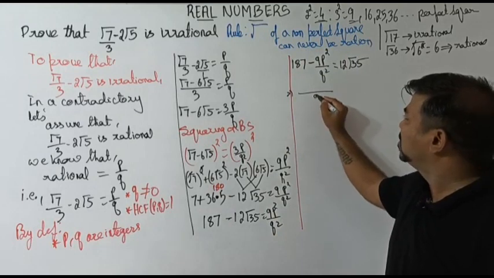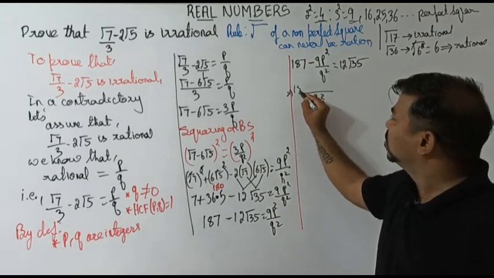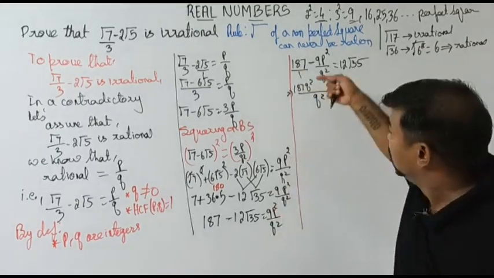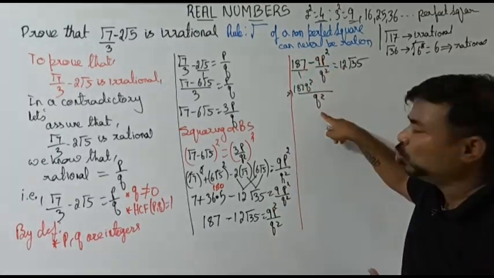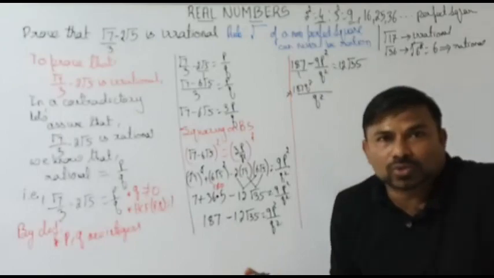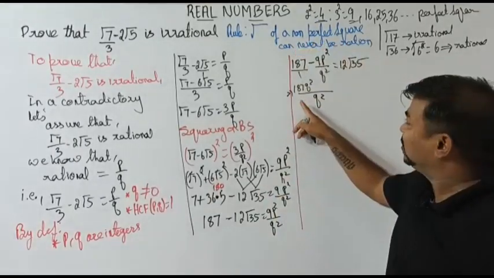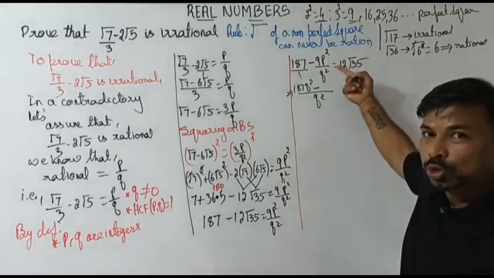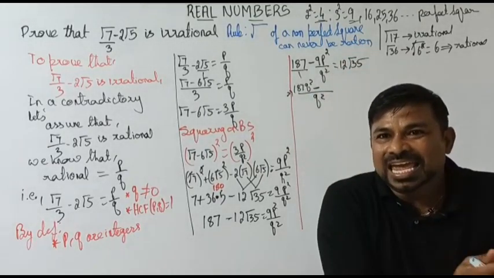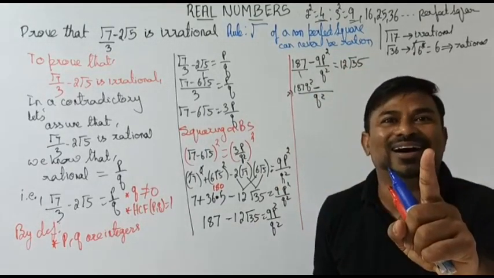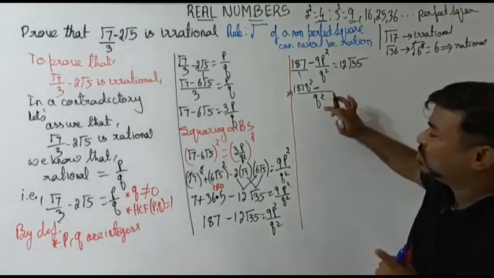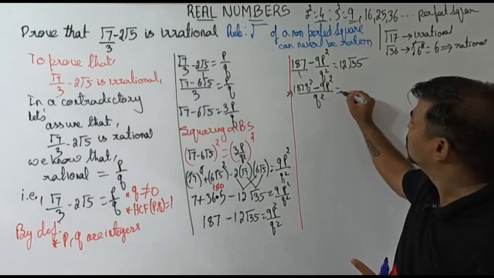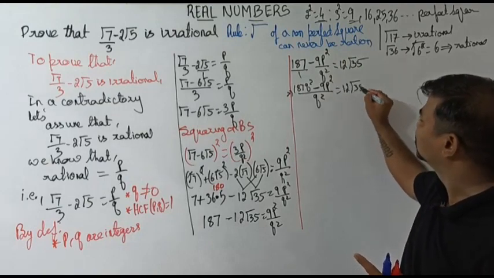So if you take LCM, it's q square. It's nothing but 187 q square. If there is nothing, it's nothing but 1. What should be multiplied to 1 to make it q square? Q square into 187, 187 q square. You have to remember that. Minus means minus. Now q square goes in q square, the same goes in the same one time. You have to remember that. 1 into 9p square. 9p square is equal to 12 root 35.